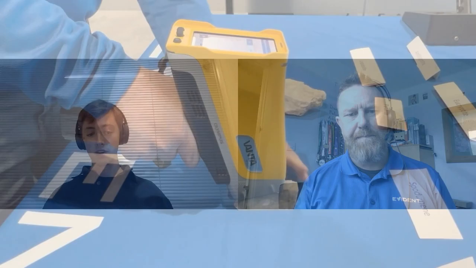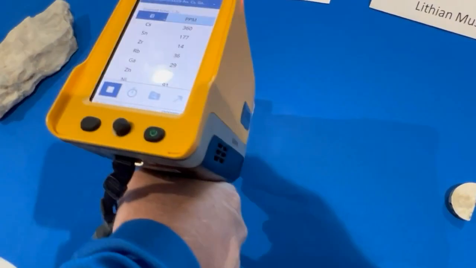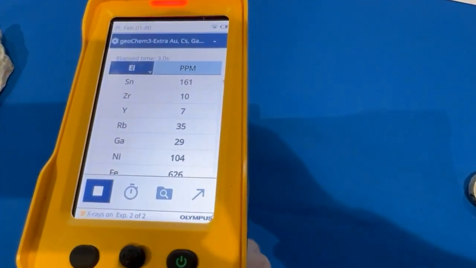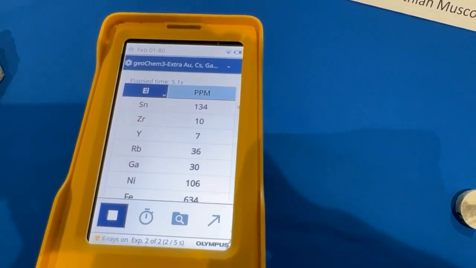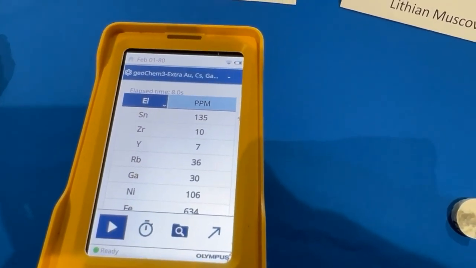And so one of the values with the portable XRF is that it's a very reliable technique for identifying the chemistry, and therefore we can use that to identify our mineralogy. And you can even identify lithium minerals without calculating a lithium concentration.